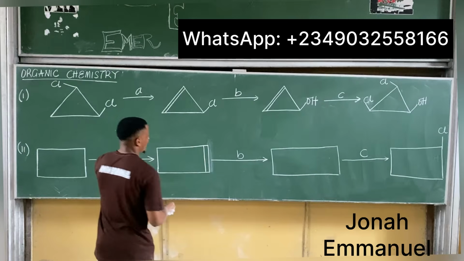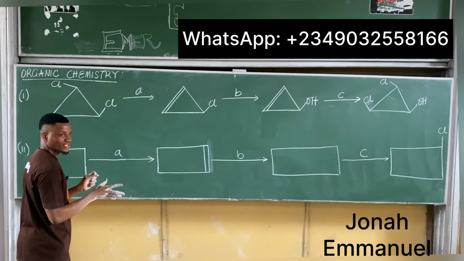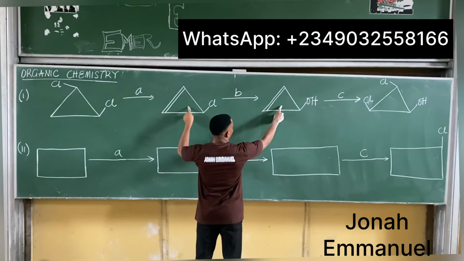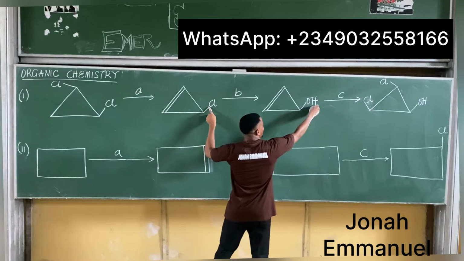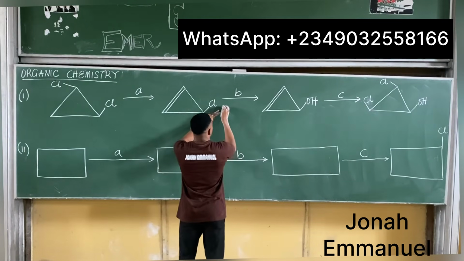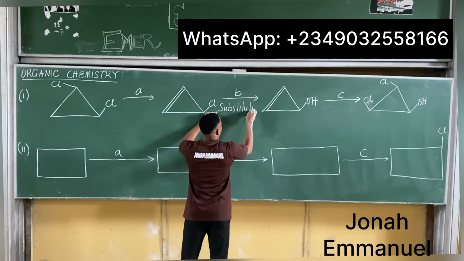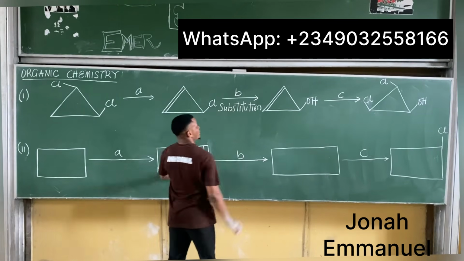Coming to the first one here, which one do I have a structure where it didn't really change? That's this one here. Observe that these two are the same thing. The only thing that happened was that here was substituted with this. So B becomes what there? Substitution. Is that simple? That's for the first one.